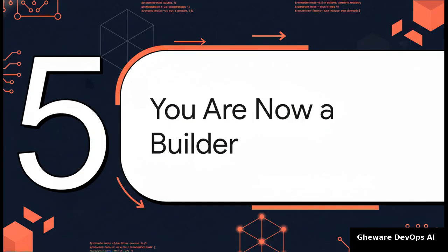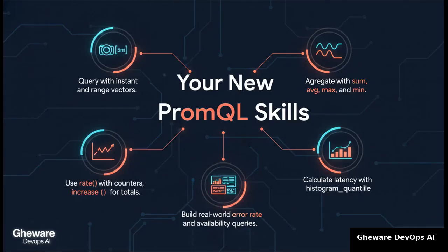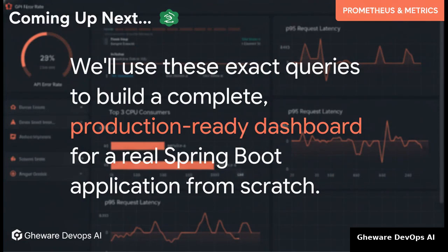So let's just take a step back. In just a few minutes, you've gone from simply looking at data to understanding how to query it, shape it, and analyze it. You're not just a consumer anymore. You now have the tools to be a builder. You now get the difference between instant and range vectors. You know the 5 essential functions for counters, totals, aggregation, and, of course, latency. And you know how to combine them to build the exact queries you need to monitor the health of your systems.